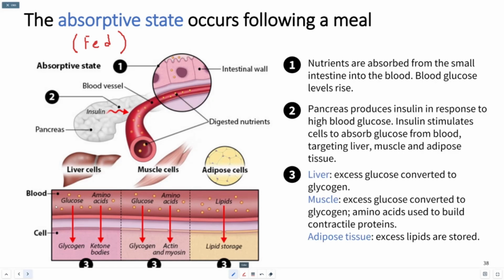Insulin is a major regulatory hormone that is released during that fed state. The release of insulin from the pancreas occurs in response to higher amounts of blood glucose. The liver will convert excess glucose into glycogen. The muscle will take excess glucose and convert that into glycogen, and amino acids could be used to build contractile proteins. Let's not forget, adipose tissue will also store excess lipids as well.